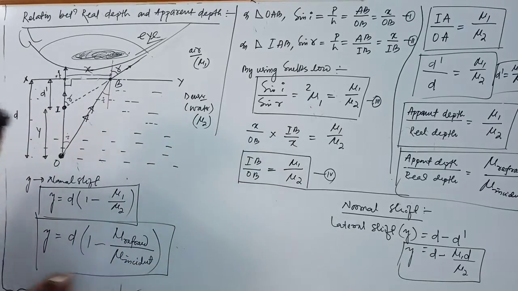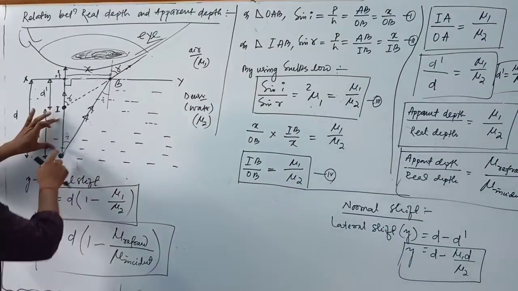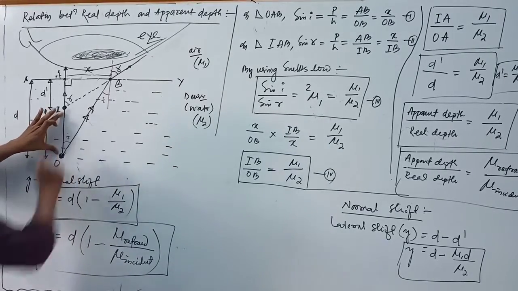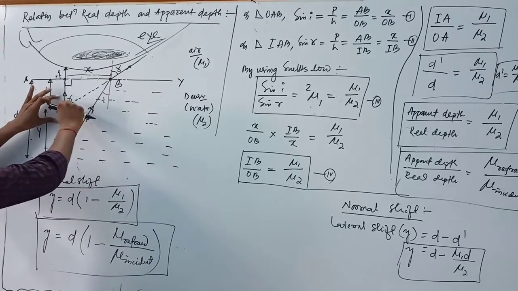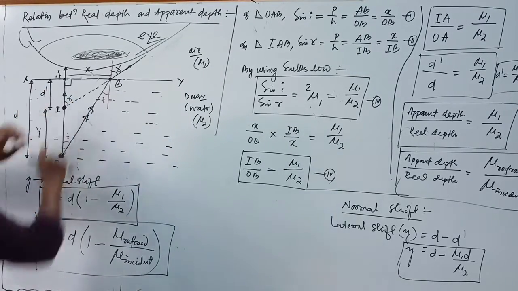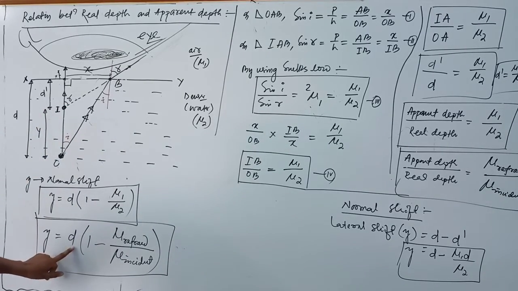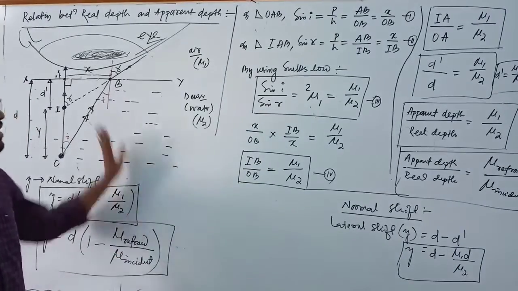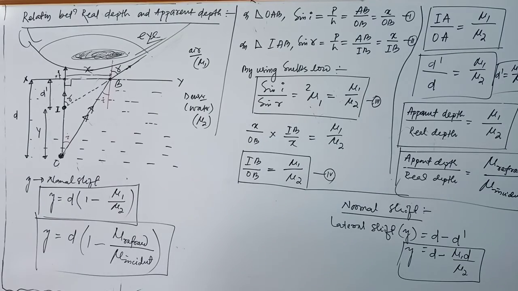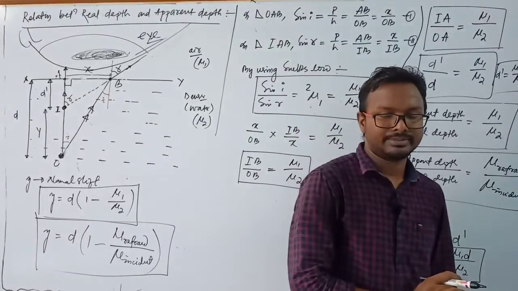This is known as normal shift, or this normal shift is also known as the distance through which the object which appears to rest, this distance is known as normal shift. And here this distance is y, and y equal to d into 1 minus mu refracted by mu incident. So you have to remember all the concepts regarding the relation between real depth and apparent depth, and what is normal shift.